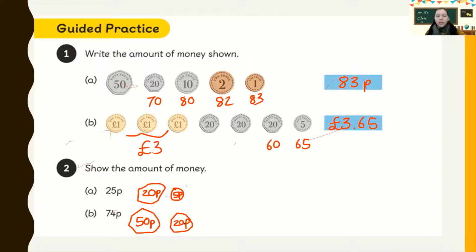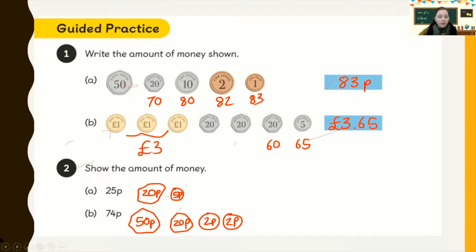So we just need a 4p, right? Wait, is there a 4p coin? No, but how can you make 4p? You could do 4 1p's, 2 2p's, a 2p and 2 1p's. That's where I was going with that. So any way you like, you can make 4p. Here we go, 50, 60, 70, 72, 74.